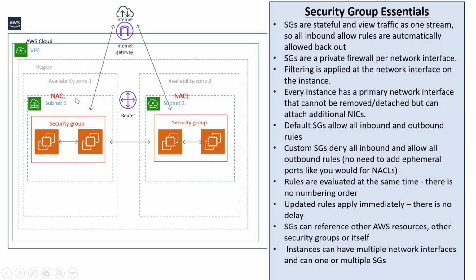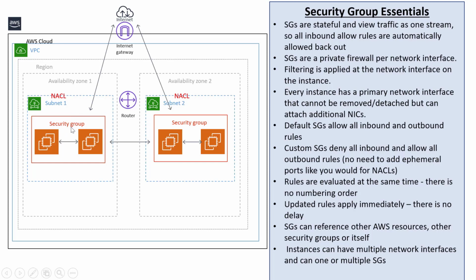And since stateless filtering doesn't understand a flow of traffic, you have to add inbound rules and outbound rules for all traffic allowed in your subnet. But security groups are stateful, and you only have to allow inbound rules because outbound rules are automatically allowed. Default security groups allow all inbound and outbound rules. However, custom security groups deny all inbound rules but do allow all outbound rules.